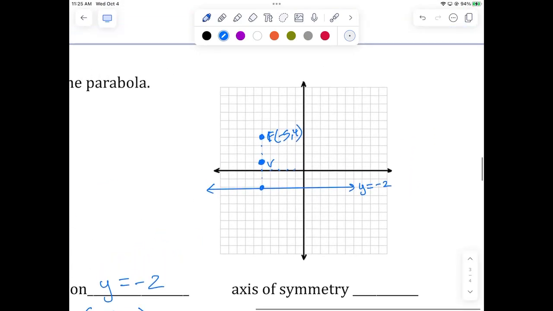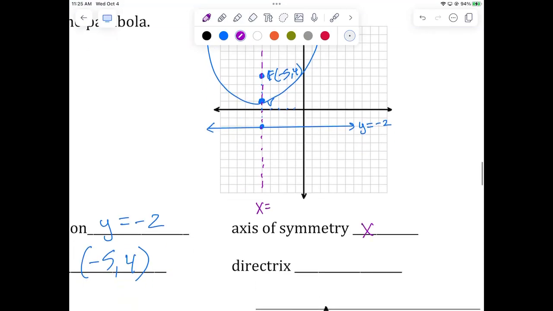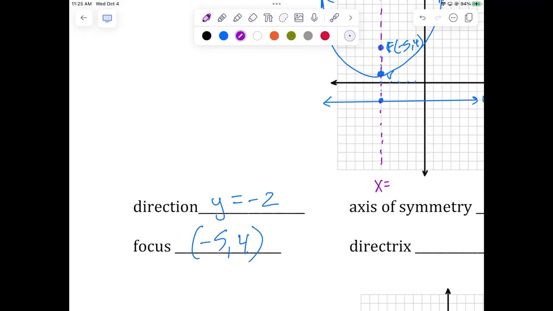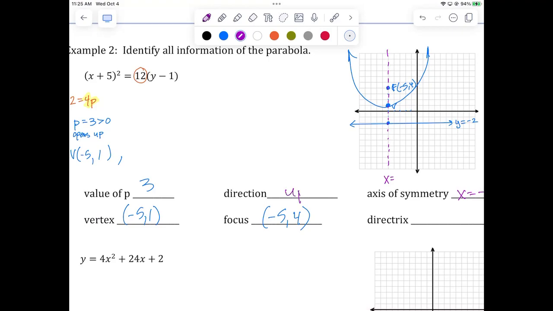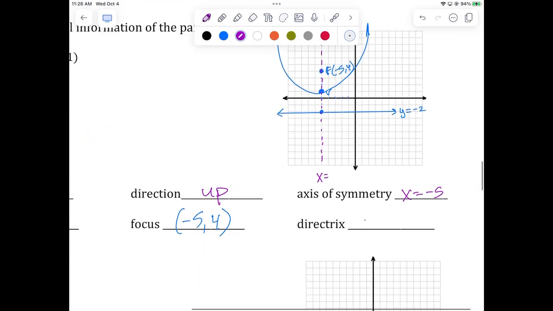Let's go ahead and draw the parabola. I haven't even drawn the parabola yet. It doesn't really matter. We know it hugs the focus. The axis of symmetry would run this way through the focus and the vertex. And because it's a vertical line, it's x equals what? x = −5. And then the last thing, the direction. Ooh, I'm sorry, I didn't read that carefully. The direction is up. Yeah, opens up. And the directrix is y = −2.